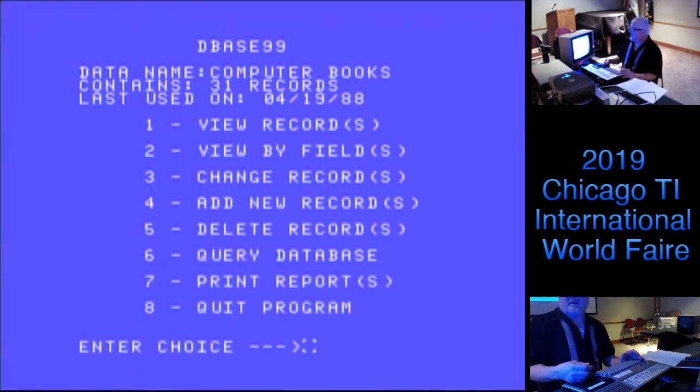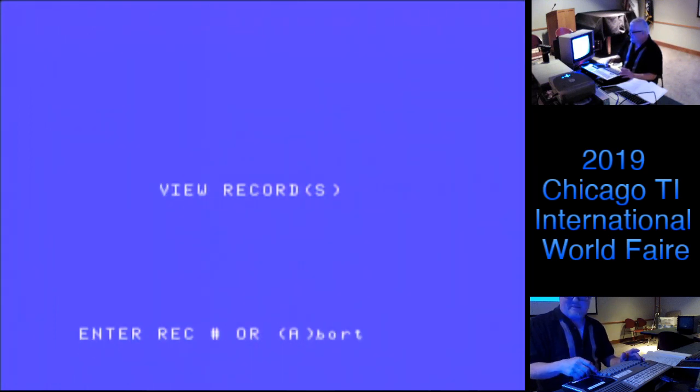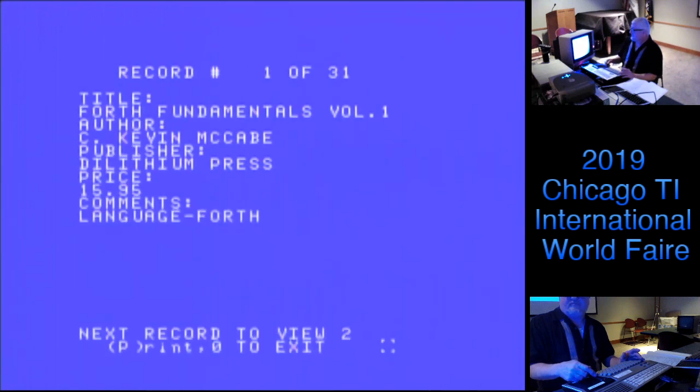Okay, database 99. Data name computer books contains 31 records. Last used on 4/19 of 88. Okay, let's view the records. Enter record number or abort. How about record 1? Title, Forth Fundamentals, Volume 1. Author, C. Kevin McCabe. Publisher, Dilithium Press. Price, $15.95. Comments, language, Forth.